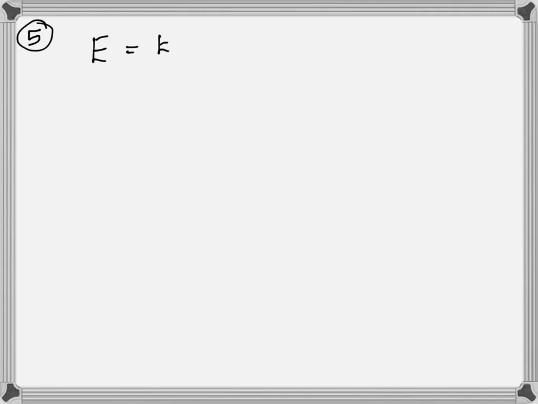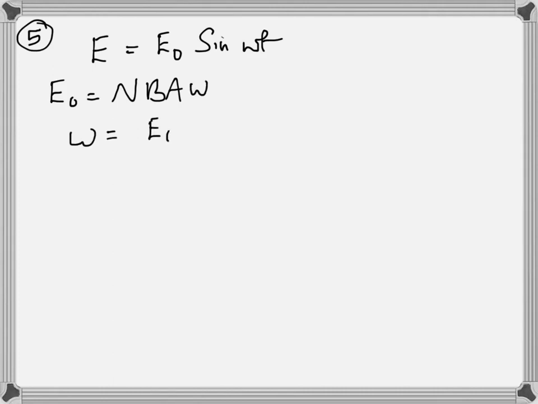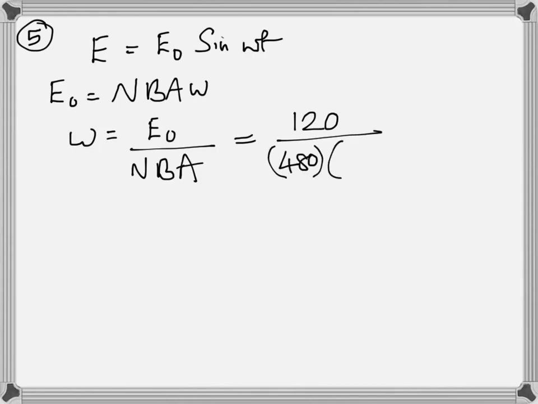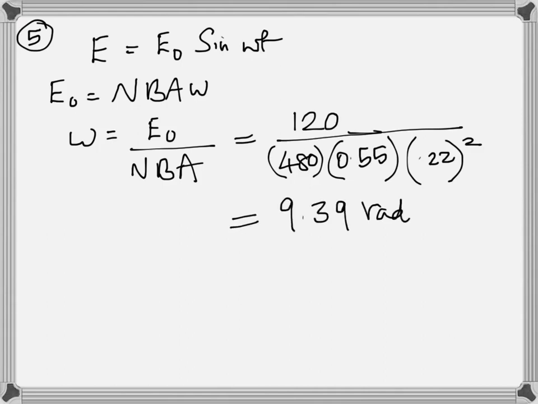Number 5. Is E naught sine omega t? It's talking about E naught. And E naught is NBAω. Looking for omega, so make omega the subject. E naught by NBA, and plug in the numbers. E naught is 120, and 480 is the number. 0.22, that's the strength of the magnetic field, 0.55, and 0.22 squared is the area. With all that, you get 9.39 radians per second. Isn't that what you said?